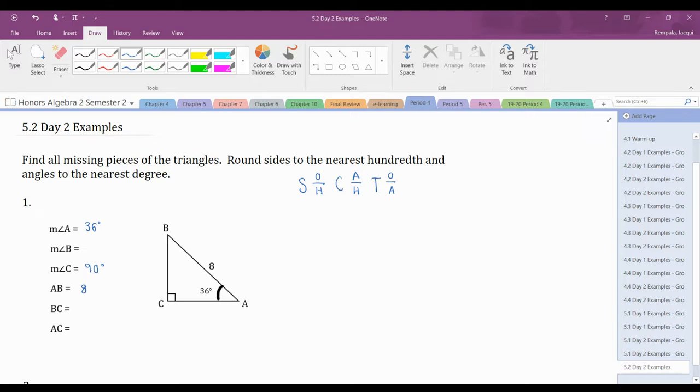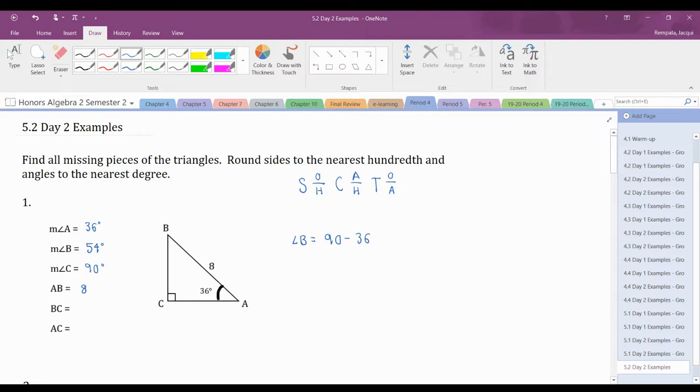We can find the measure of angle B very quickly because remember, 3 angles of a triangle add up to 180, and since one of them is already 90, the 2 acute angles have to add up to 90. They're complementary. So I just have to take 90 minus 36, and that's going to get me the measure of angle B. So it looks like we have a 54-degree angle there.